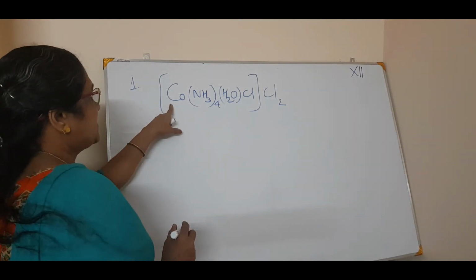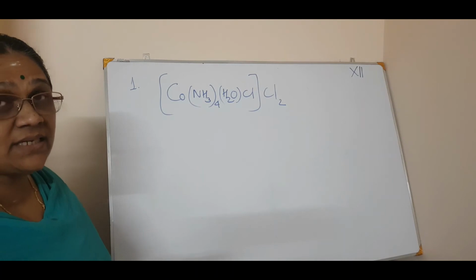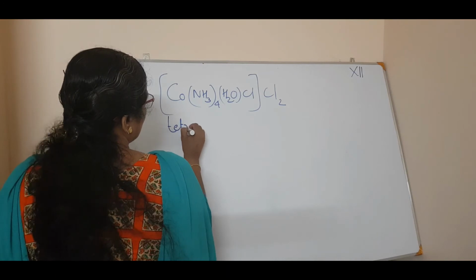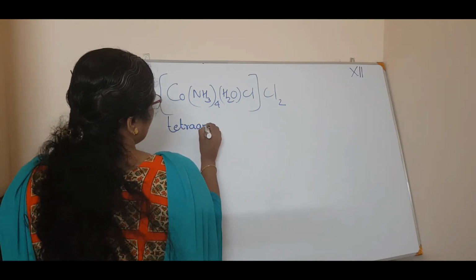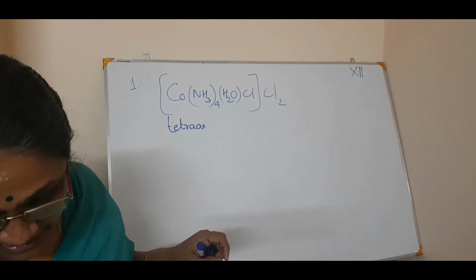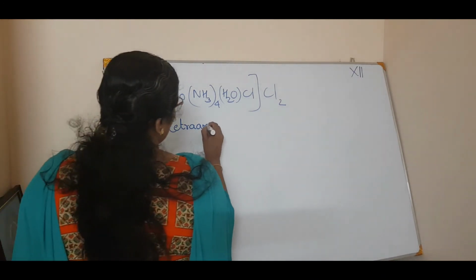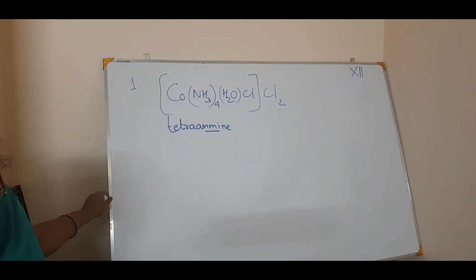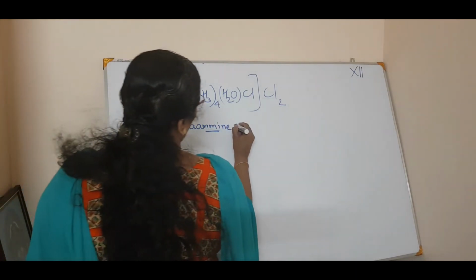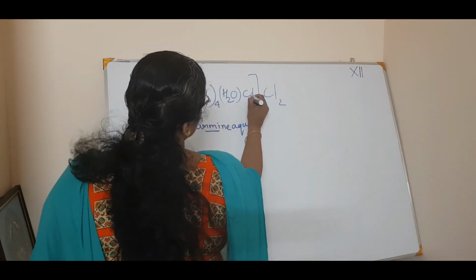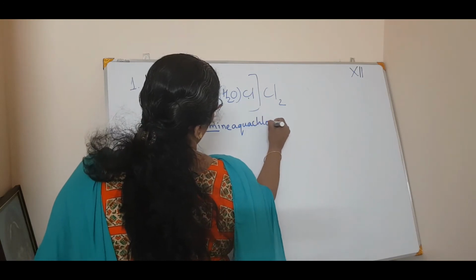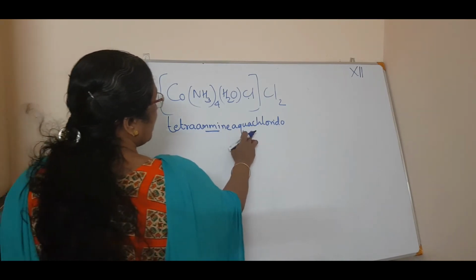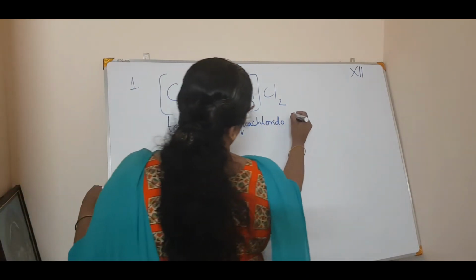അതായത് ഫസ്റ്റ് നമ്മൾ നെയിം എഴുതുമ്പം ആദ്യം ഏത് എഴുതണം? ആദ്യം ലിഗാൻഡ്സ് എഴുതണം. അപ്പൊ എന്താണ്? ടെട്രാ amine, tetraammine, isn't it? So it is tetraammine, A-M-M-I-N-E. Then what is H2O? Aqua. Then what is Cl? Cl is minus. So it is chlorido, isn't it? Tetraammine, aqua, chlorido.